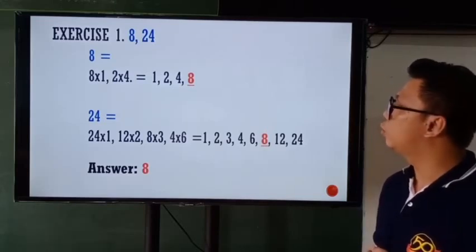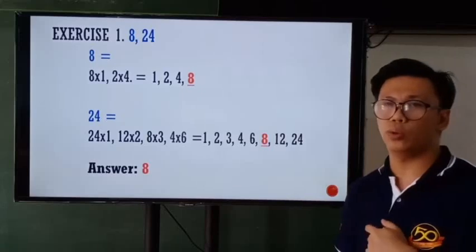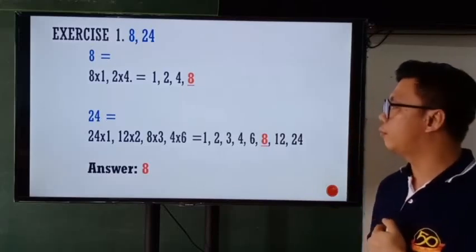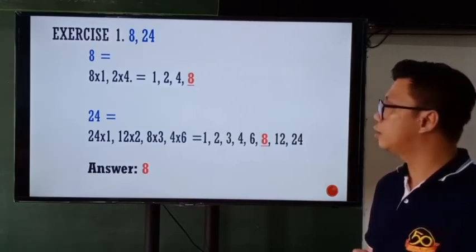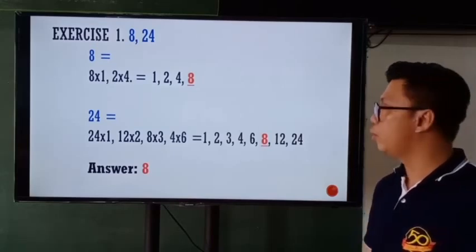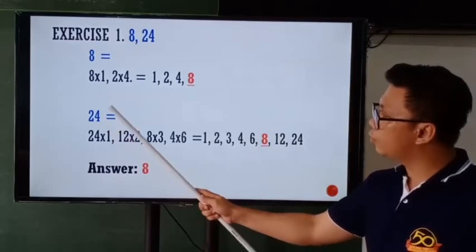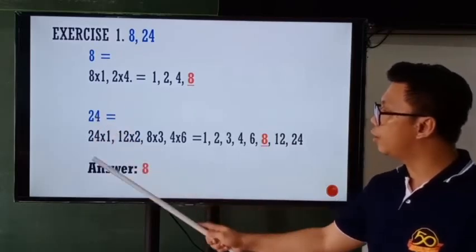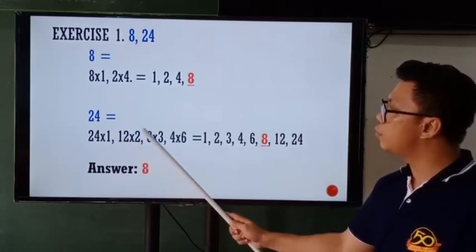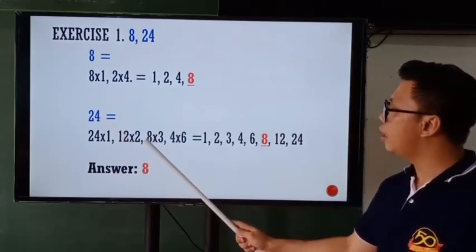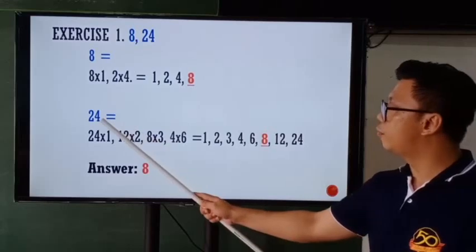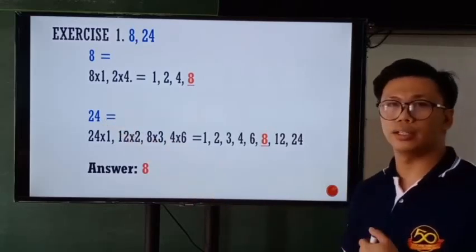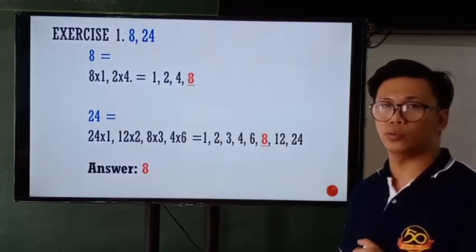Now let's go to factor of 24. So what is the first method? We will find the factor first. So what is the factor of 24? We will write here, the factor of 24 is 24 times 1 is 24, 12 times 2 is 24, 8 times 3 is 24, 4 times 6 is 24. So that is our factor of 24.